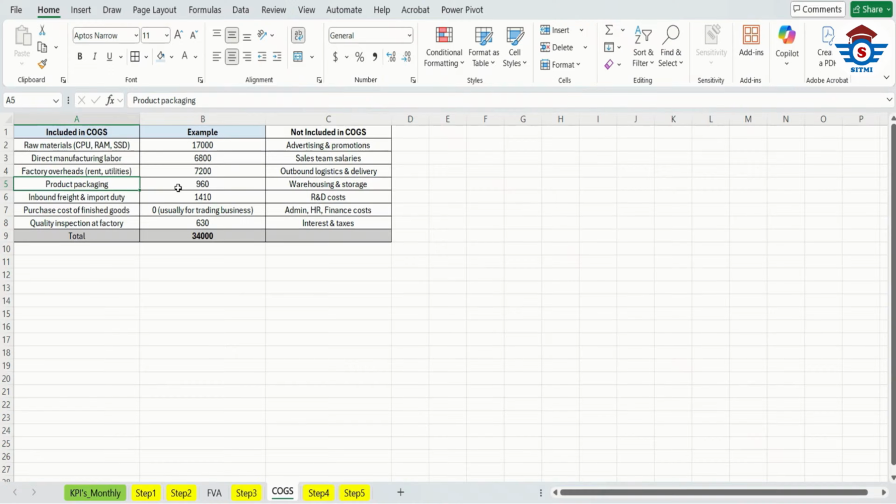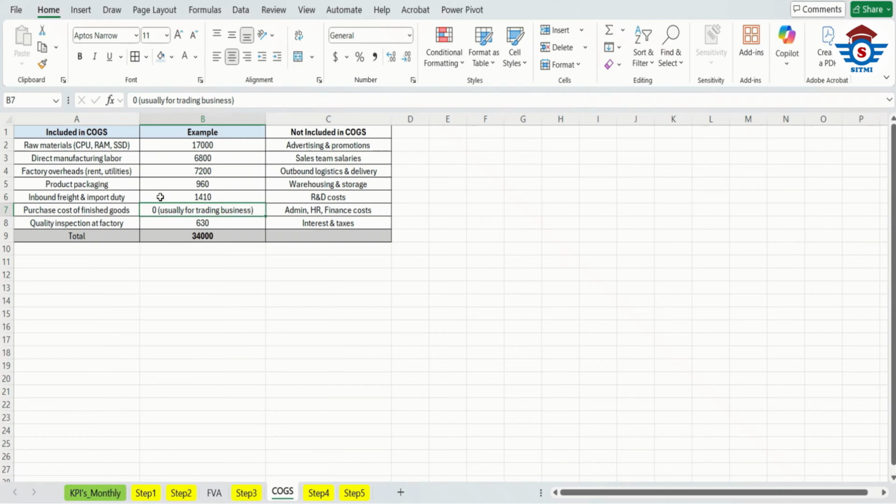Then product packaging cost is the next one. Let's consider $960 is the packaging cost. Certainly, whatever is inbound freight and import duty is also considered in cost of goods sold. Let's assume it as $1,410. Then the next cost is the purchase cost of finished goods. This is basically useful when there is a trading business which buys and sells finished goods without any further treatment on them. That's why this is a cost specific to the trading business. In our case, let's assume that this is zero, as we assumed ourselves to be manufacturers of laptops.